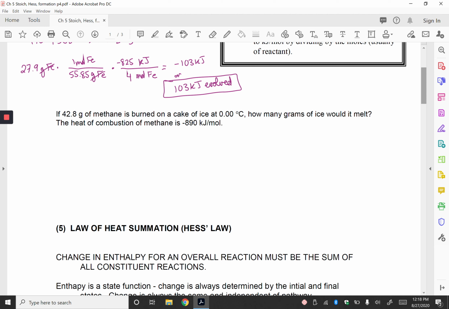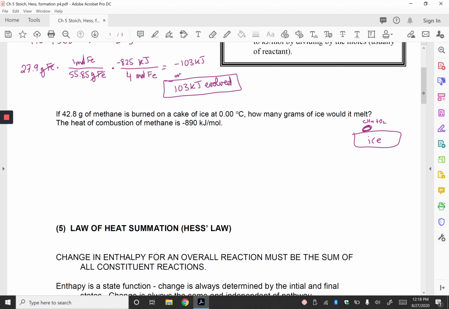So first, let's think about what's happening here. So I have this cake of ice, they say. This is the ice. And I'm taking some methane, the CH4, and I'm burning it. So adding oxygen to it, burning it. It's an exothermic reaction. It's going to give off heat.